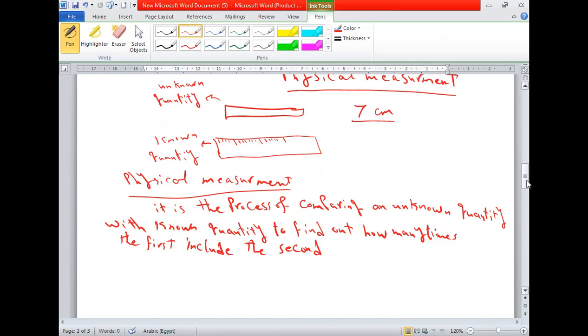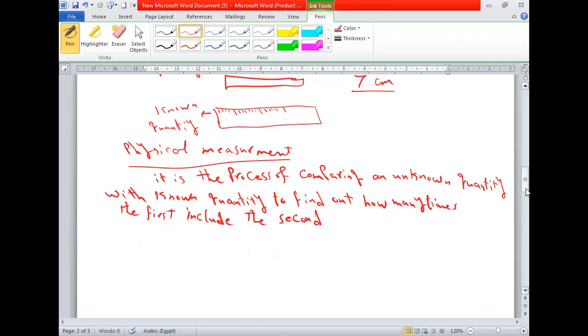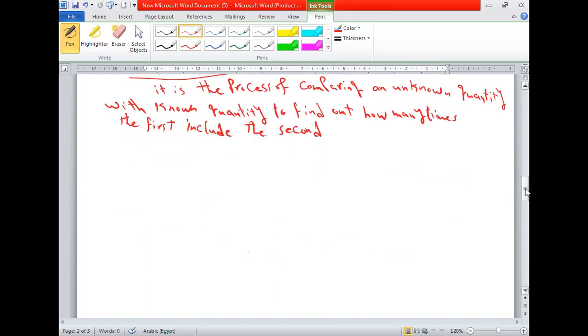What is the measurement process? To make a measurement process, we need to have three elements. These three elements are important to make the measurement. Number one is physical quantity. To make the measurement, we have to have physical quantity.